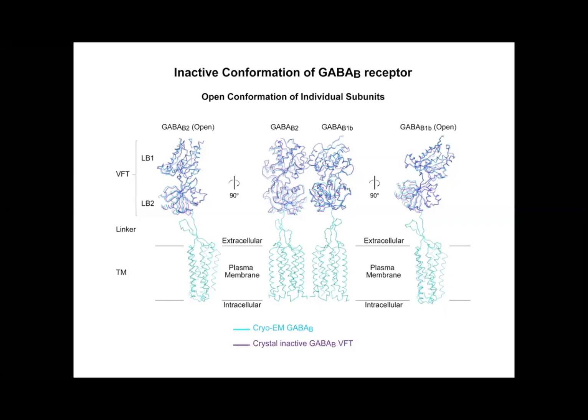First, the extracellular VFT modules of both subunits adopt an open conformation. As shown here is an alignment of our Cryo-EM structure, which is shown in cyan, with the inactive state crystal structure of GABAB VFT shown in purple. It shows that each individual subunit has an open interdomain cleft, while GABAB2 is constitutively open regardless of state. The open conformation of GABAB1 is associated with the inactive state, since agonist typically induces VFT closure.